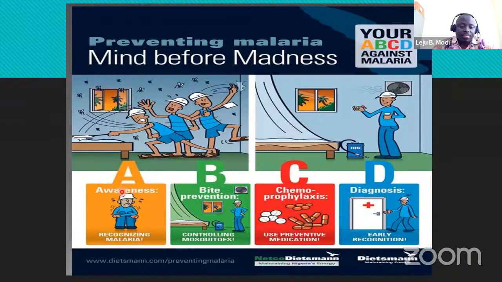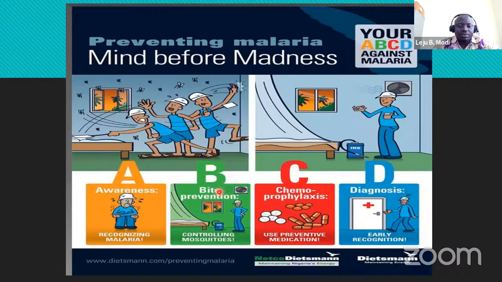So A is awareness, which is what we are doing now, helping you recognize that, oh, I might be having malaria, okay? Or awareness in terms of I am in a malaria endemic place, so I must practice malaria prevention measures. That is all awareness. Oh, I feel like this, I need to go to this clinic or that clinic to meet somebody like this, or even that health facility. All that is awareness. And this session is part of helping us with the A.